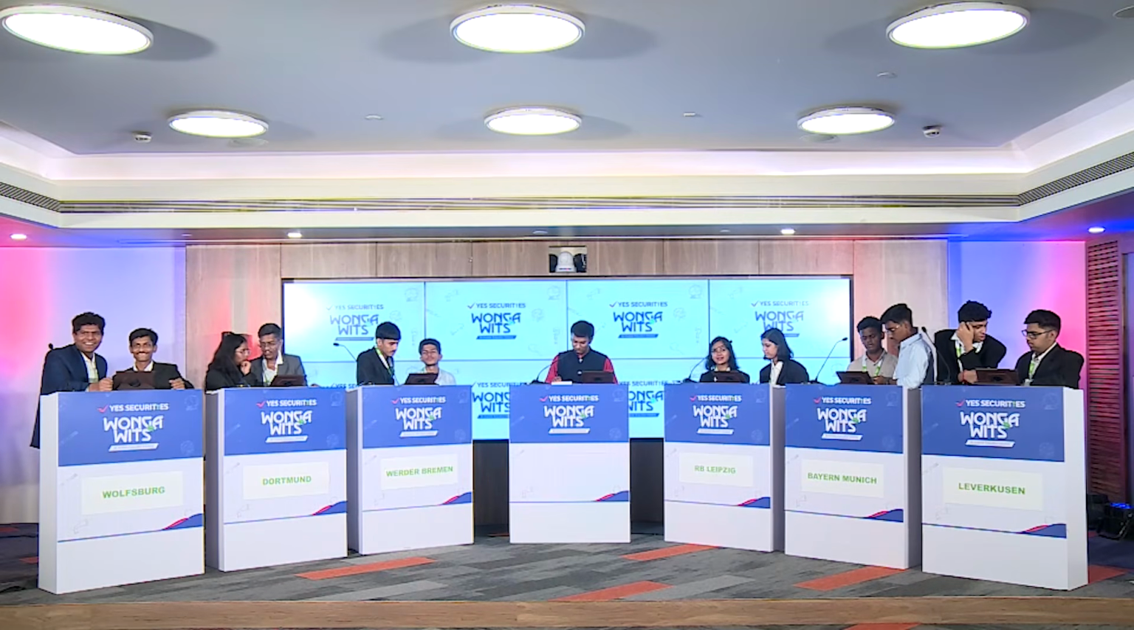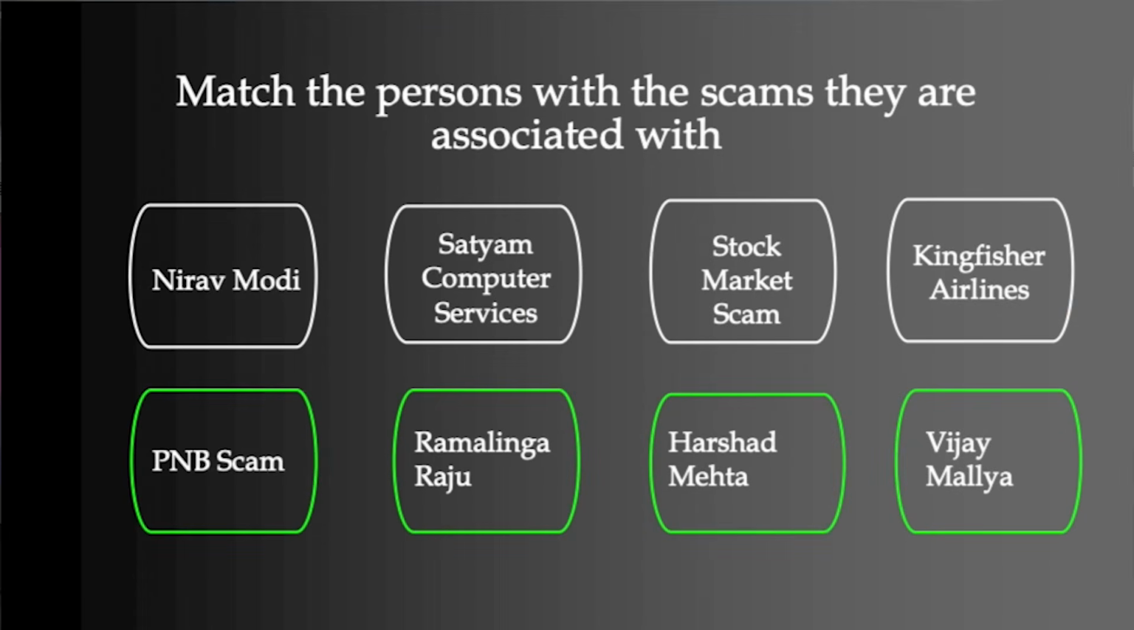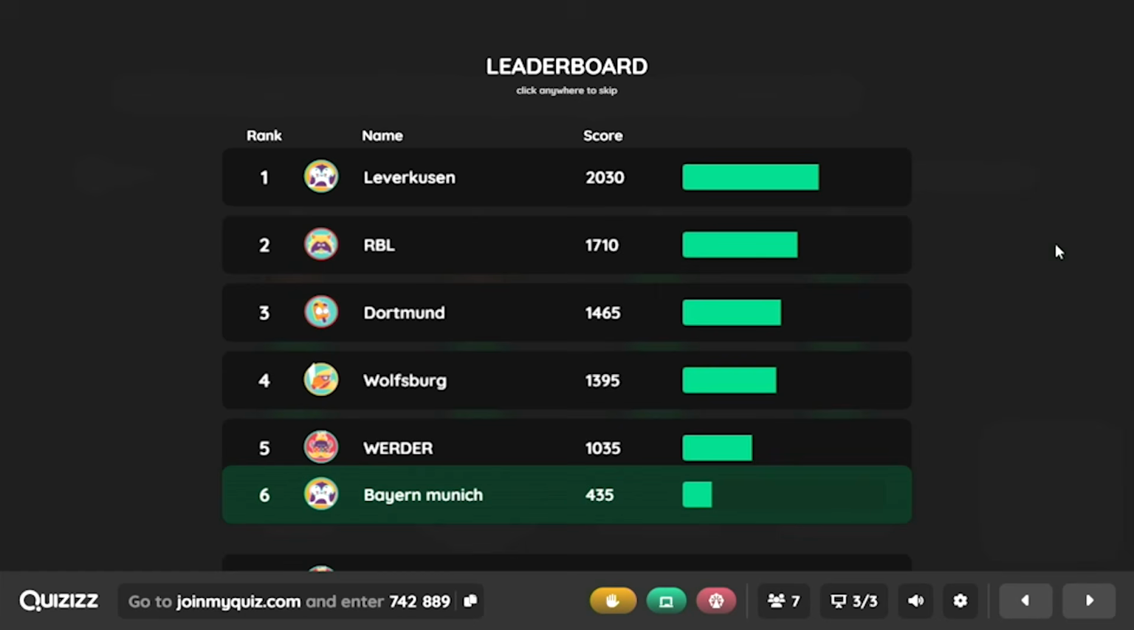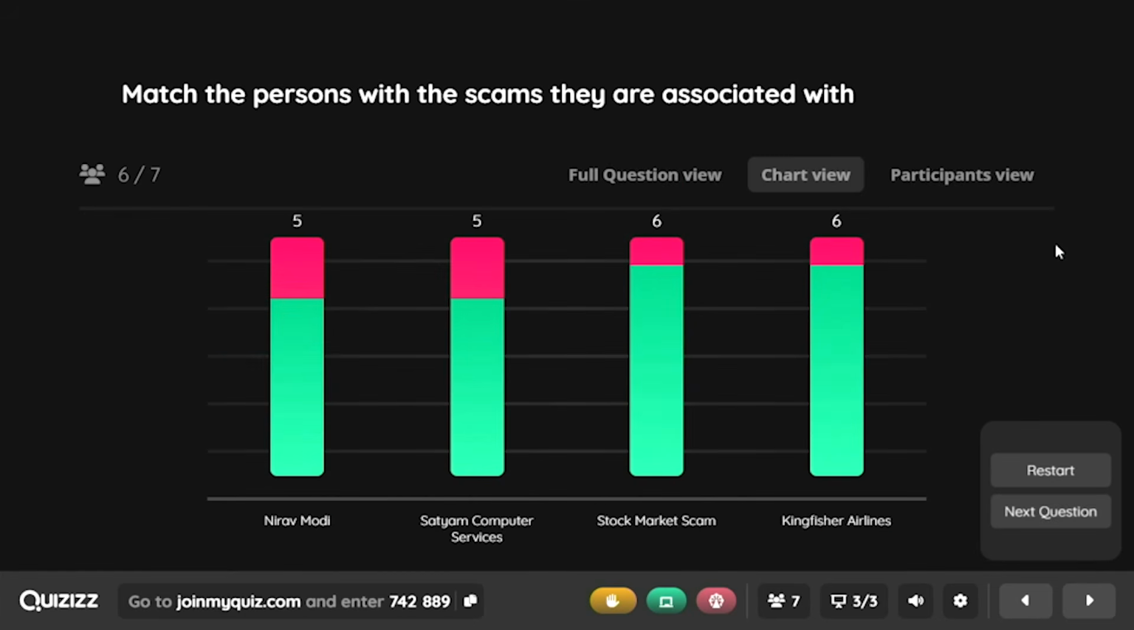So here are the answers. Nirav Modi, the PNB scam. Satyam Computers, Ramalinga Raju. Stock market scam, Harshad Mehta. And Kingfisher Airlines, Vijay Mallya. See, as I told you, everyone got it right on the scams, but not on the good things. So everyone got something right on the scams. So that brings us to the end of this quarterfinal and we'll tell you the results in few minutes.